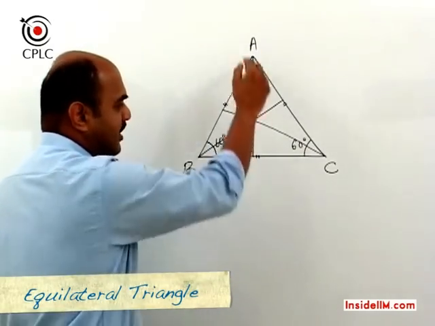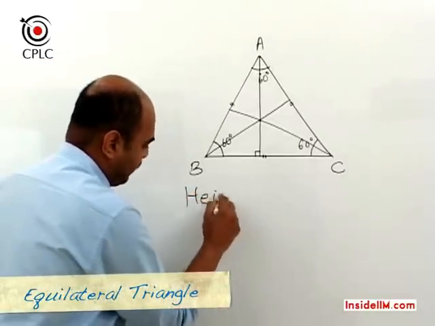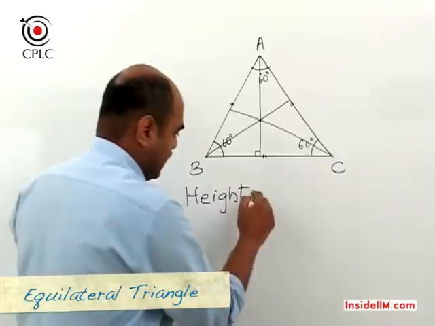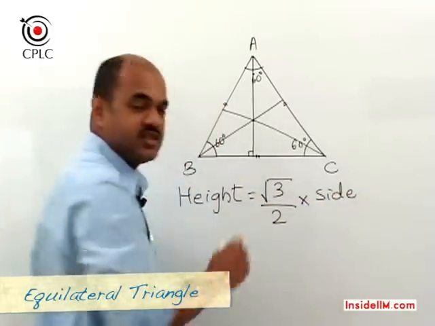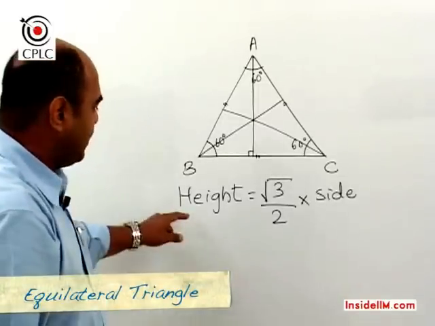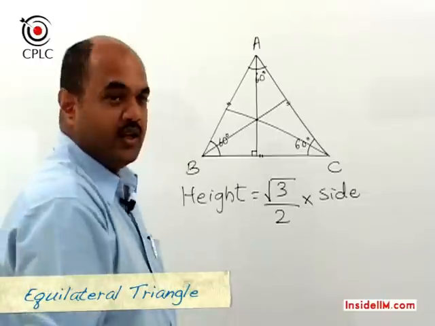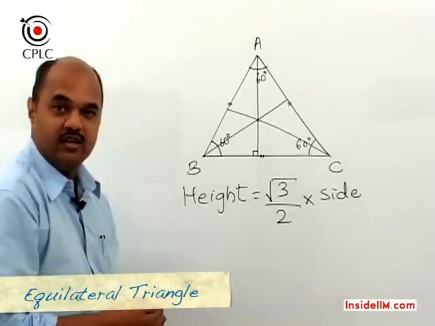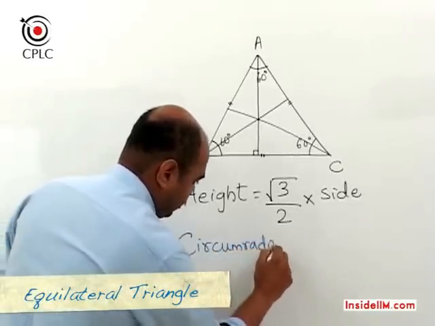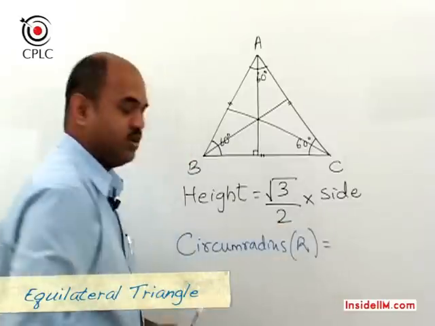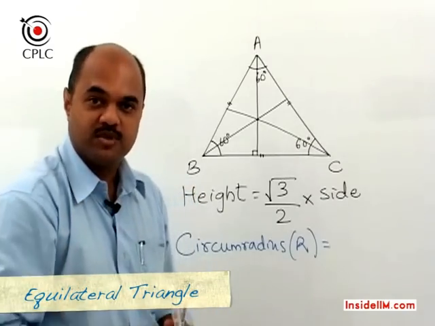When we look at the height in an equilateral triangle, which is nothing but the length of the altitude, the formula for the height is √3 upon 2 times the length of the side. Very useful formula. Height in an equilateral triangle is √3 by 2 into the side. Now, if you want to find the length of the circumradius, which is also denoted by capital R. Remember, circumradius was used to draw the circumcircle.